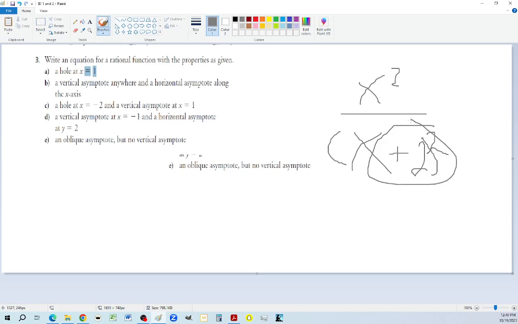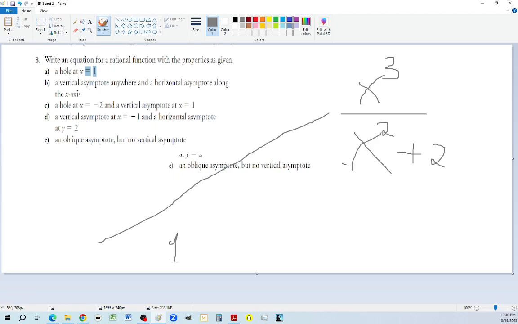Let's see if that's true. Well, that's not entirely true. Let's do it slightly different. Let's make it x squared plus 2 down here like that. So right there, that does not have a possible solution to equal 0 down there, which means up here the degree just has to be higher. Right there, that will create an oblique asymptote at y is equal to x.